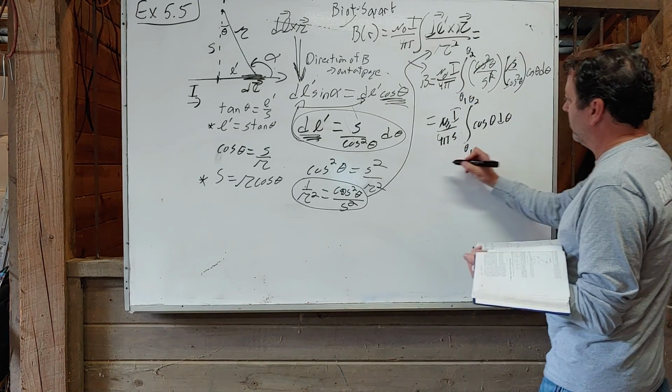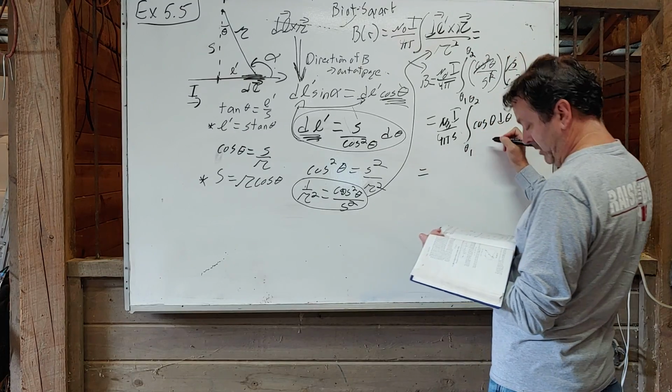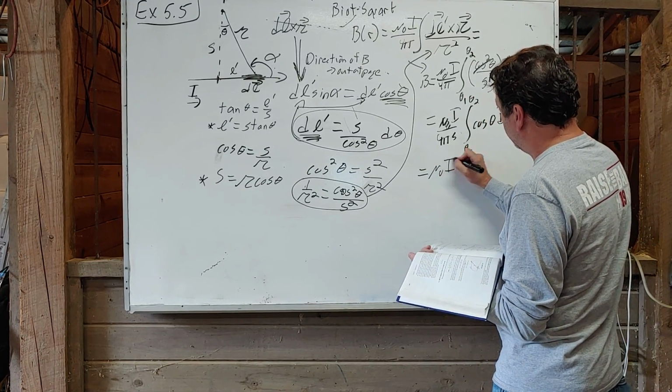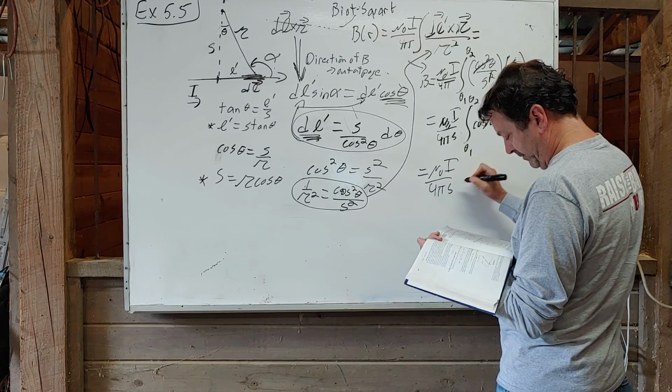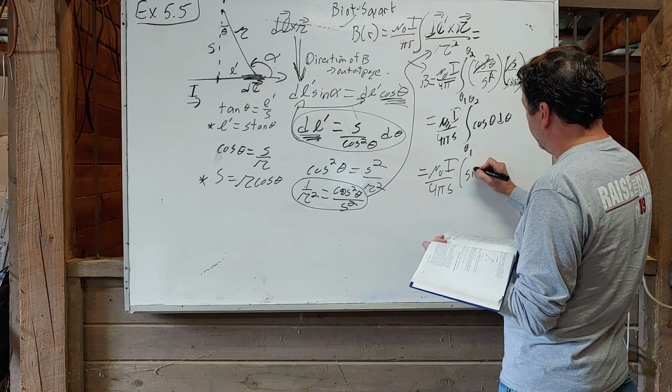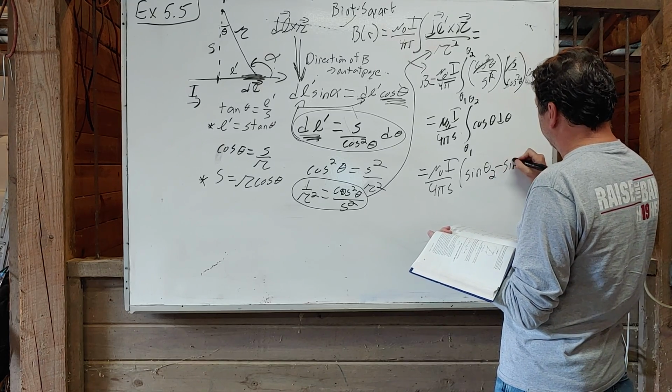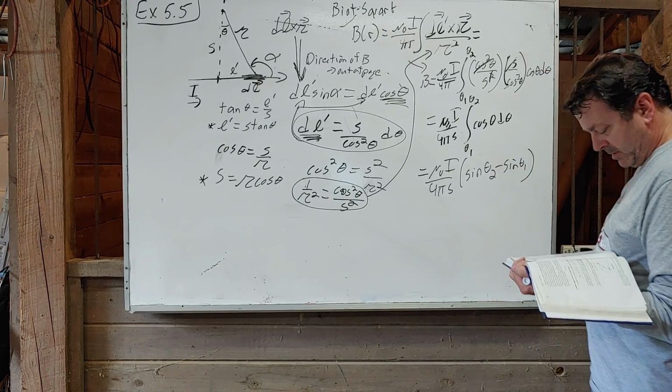And if we do that, well, we know what that integral is. That's just sine theta. So this is mu naught I over 4 pi S times sine theta 2 minus sine theta 1.